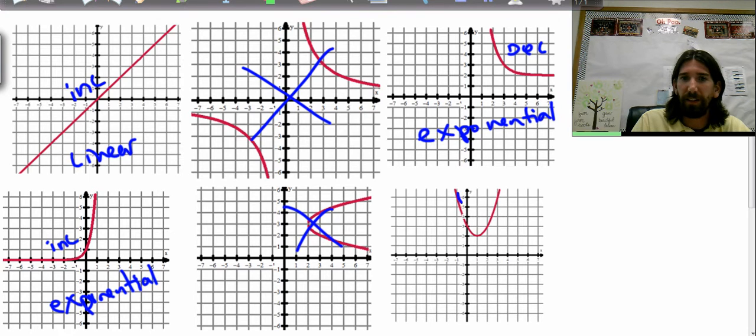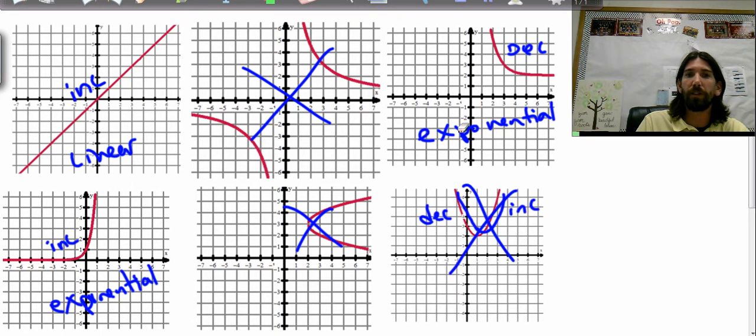This guy decreases and then he starts to increase. So he's definitely not an exponential. He has a different name. We'll talk about that later as well. So we've got 2 exponentials. The one up here and the one down here.